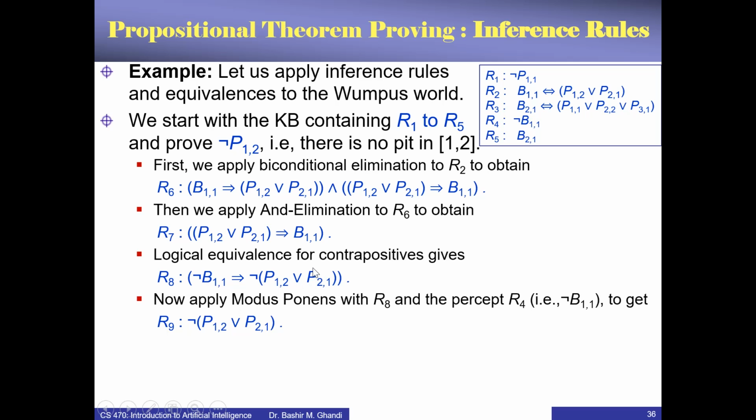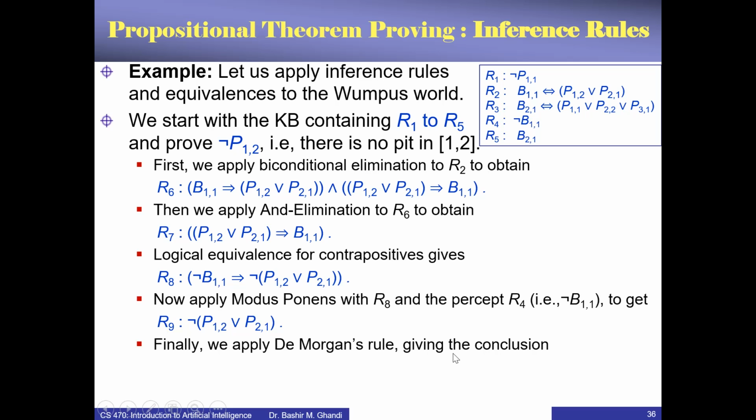It means this is also true. If this implies that, and this is true, then by modus ponens, what we have is just the result of this. So now we have R9, which is not P12 or P21. Let us apply De Morgan's rule and see what we're going to have.